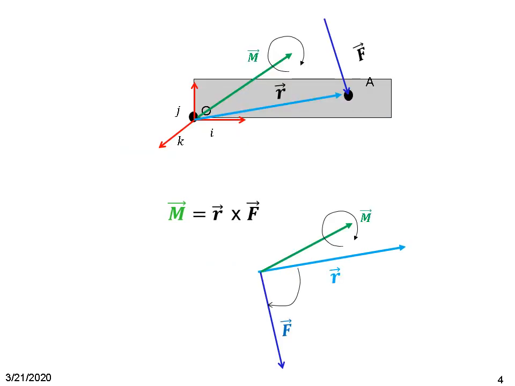Now imagine that the force vector is acting in the opposite direction at the same location A. So this will generate a moment vector which is perpendicular to both R and F. But in this case, from R to F, we can see that it's a clockwise moment. So the clockwise moment will generate moment vector in the minus k direction in this case.